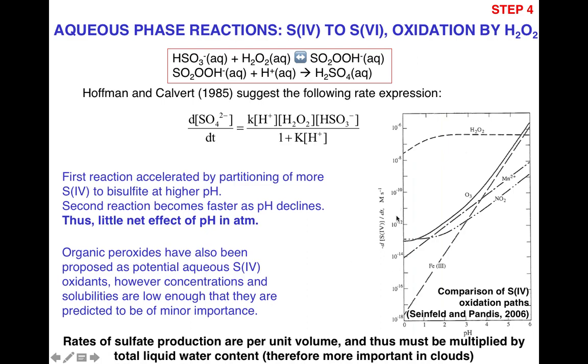So we see sulfur 4, this is the rate of change of sulfur 4 with time in molar per second. It really likes to react with hydrogen peroxide. These other reactions are also important. Here's the ozone reaction. This manganese and this iron are the reactions I told you that could happen with oxygen.